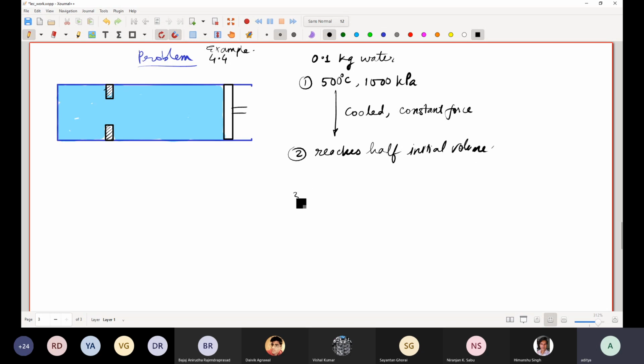Then after that it is said that it cools to 25 degrees Celsius while the piston is against the stops. So it is not known to us whether it just reaches the stops. But we know from the problem that it cools to 25 degrees Celsius while being on the stops.